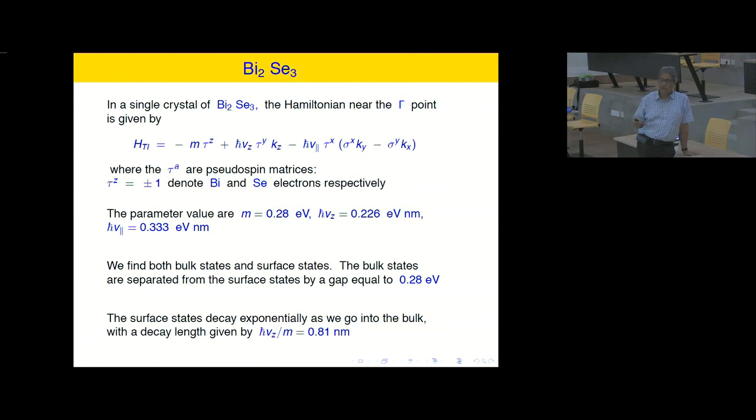And there are 2 velocities which show up. V parallel is the velocity in the xy direction, and Vz is the velocity in the z direction. And then there is this parameter m. These are the values of the parameters, all written in units of eV and nanometers. So if you look at the bulk, you'll find that in the bulk, the spectrum is really gapped. And the gap is 0.28, this m, 0.28 eV.